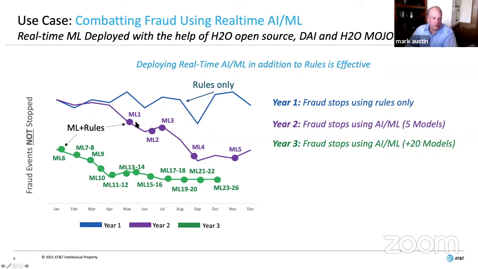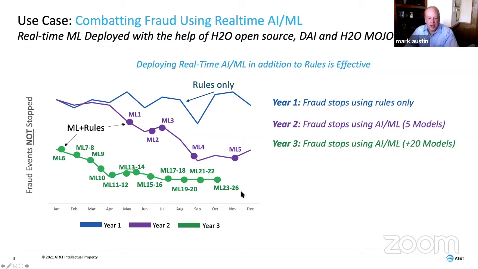So year 2, you can see there's 5 machine learning algorithms deployed here. And you can notice the fraud events are going down. So this is fraud events not stopped, and we're taking it down there. And then year 3, we had great success there with 5 algorithms. We're now up to 26, and it's always growing as well. But you can see how it's even lower there.